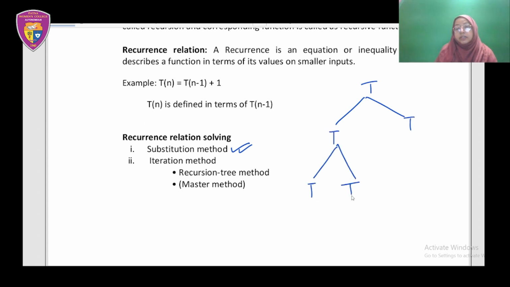Okay, we have this type of structure. We'll discuss it later.